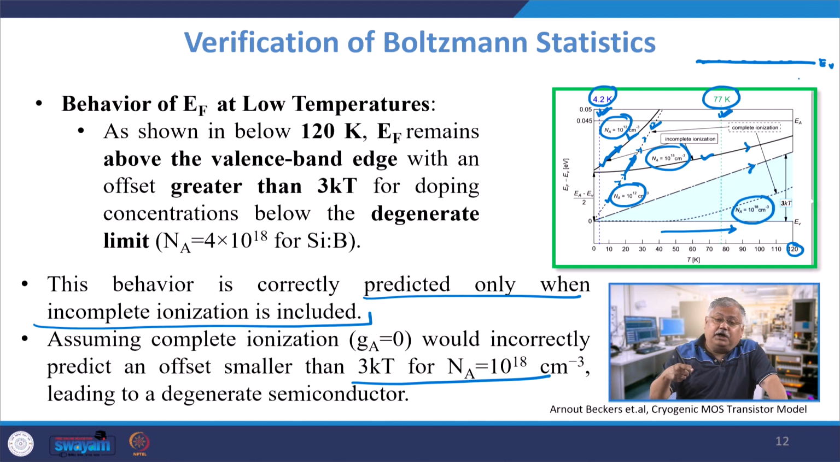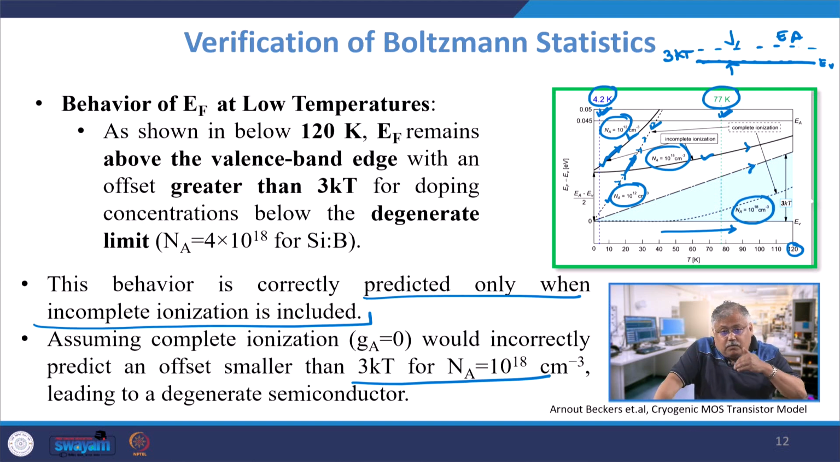But even at 120 Kelvin, where we assume that there is incomplete ionization, there is actually a 3 kT distance or a potential drop between the value of Ea and Ev, right. And this corroborates the fact that there is always incomplete ionization at 120 Kelvin, and that is what is shown by the last statement here, specifically for 10 to the power 18. So that is what you need to understand, at least from the Boltzmann statistics.